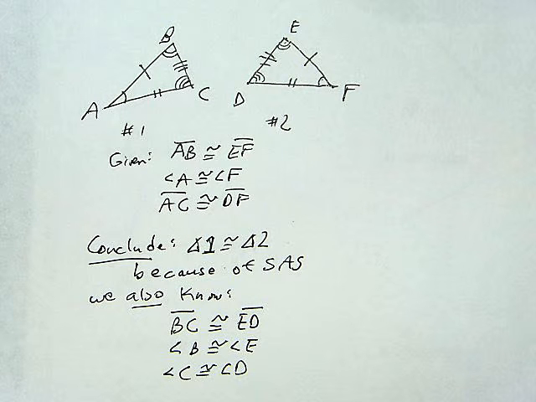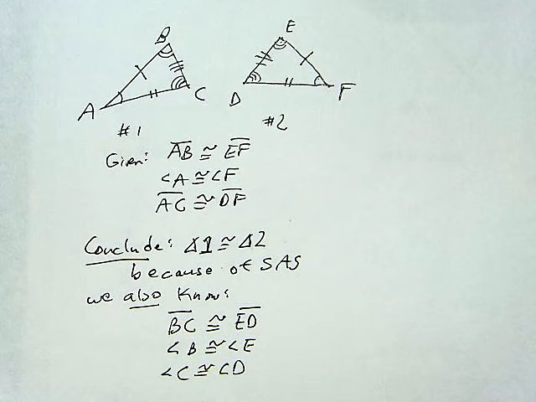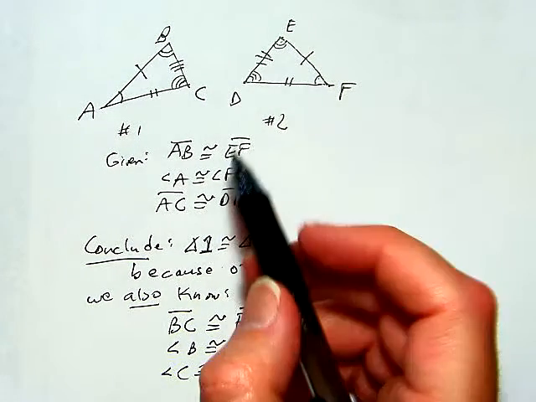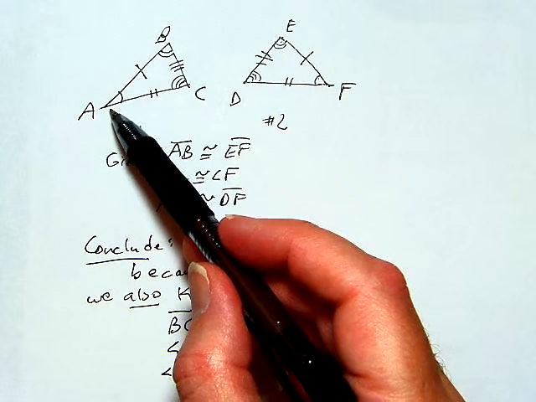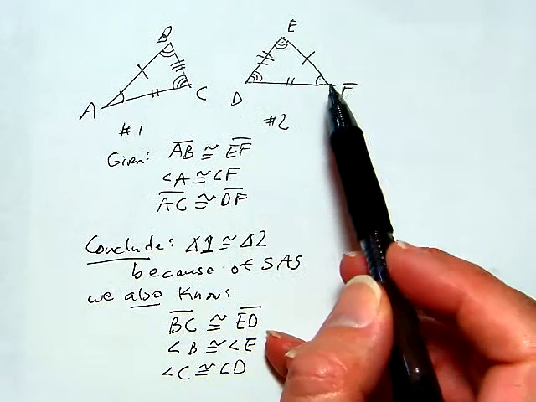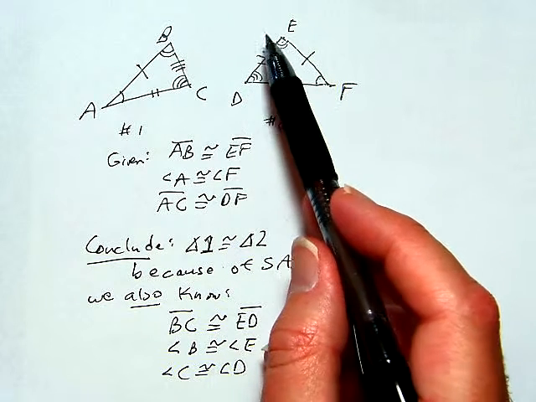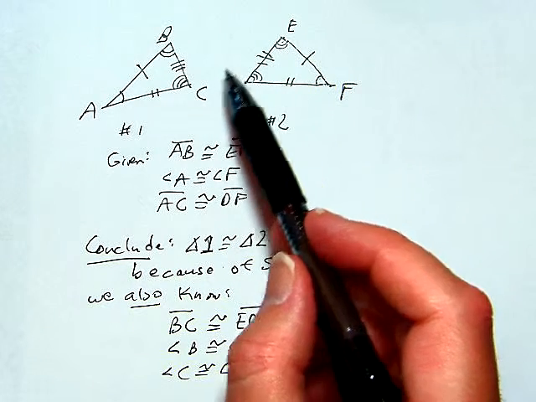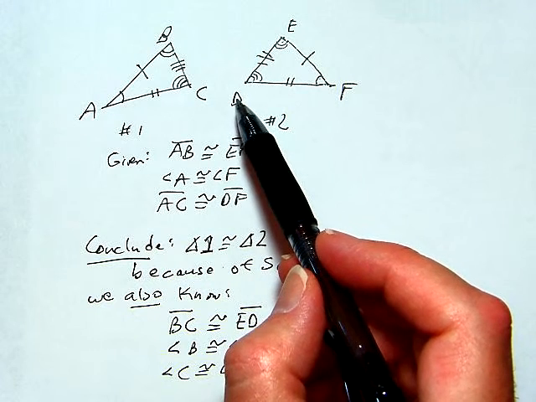So before we move on to some problems to practice CPCTC, let's just review how that influences our notation. So going back to what we just drew here, it's clear angle A corresponds to angle F, angle B corresponds to angle E, because they both have the two lined angle marks, and angle C corresponds to angle D, because they have the three lined angle marks.